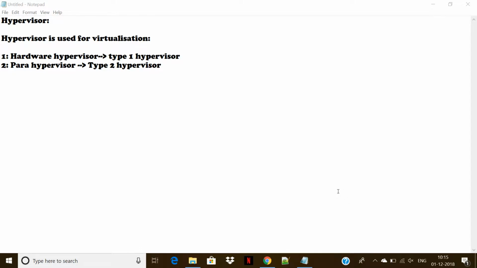So let's talk about a normal computer. What is a normal computer? There's storage. On top of storage, there's an operating system. On top of the operating system, there are multiple applications which run. Okay. But when we talk about a hypervisor, it virtualizes your hardware.